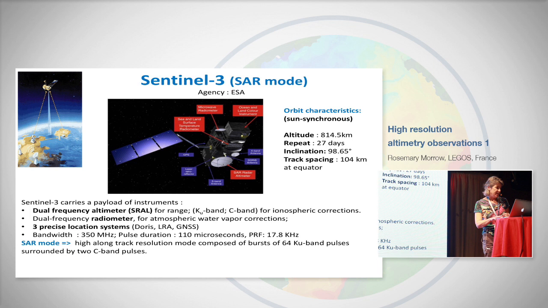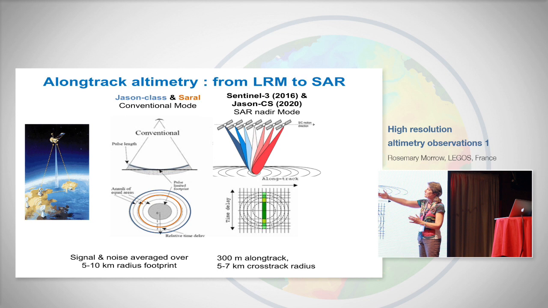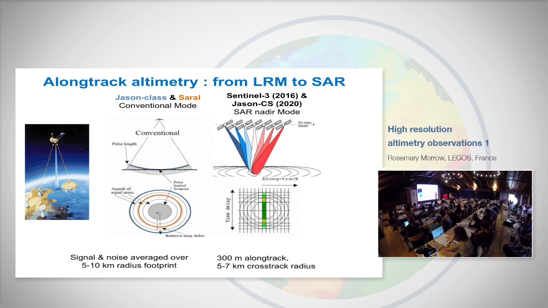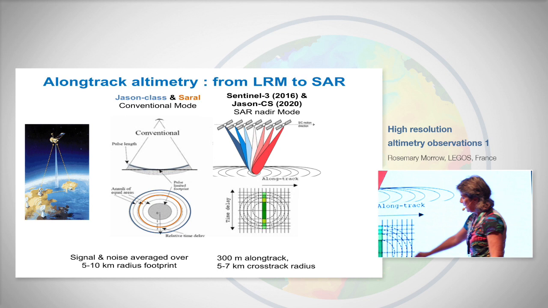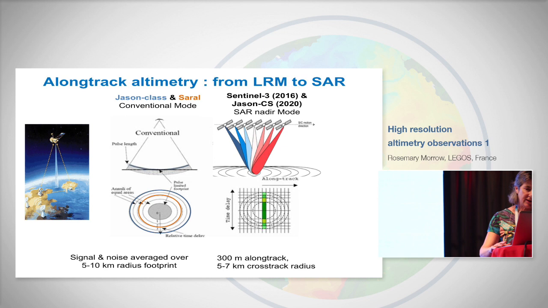Just as a summary, this is supposed to represent what Jason and SARAL will be looking at in terms of signal and noise. Jason will have a very large footprint. SARAL has a more focused footprint for signal and noise, but they're averaged with a radius of maybe 3 to 5 kilometres for SARAL and 5 to 10 kilometres for Jason. And with SAR, we have this very focused look at the ocean.